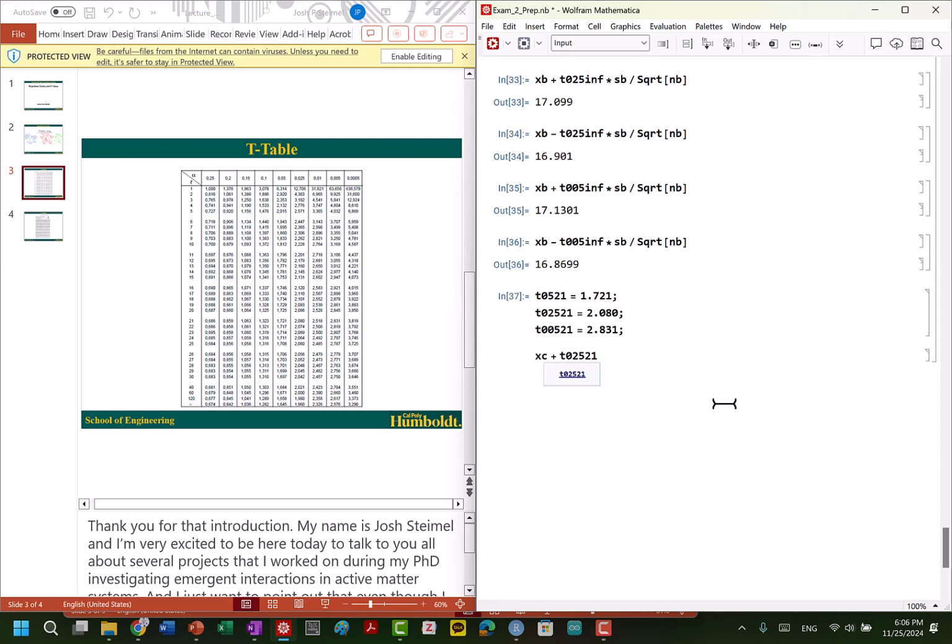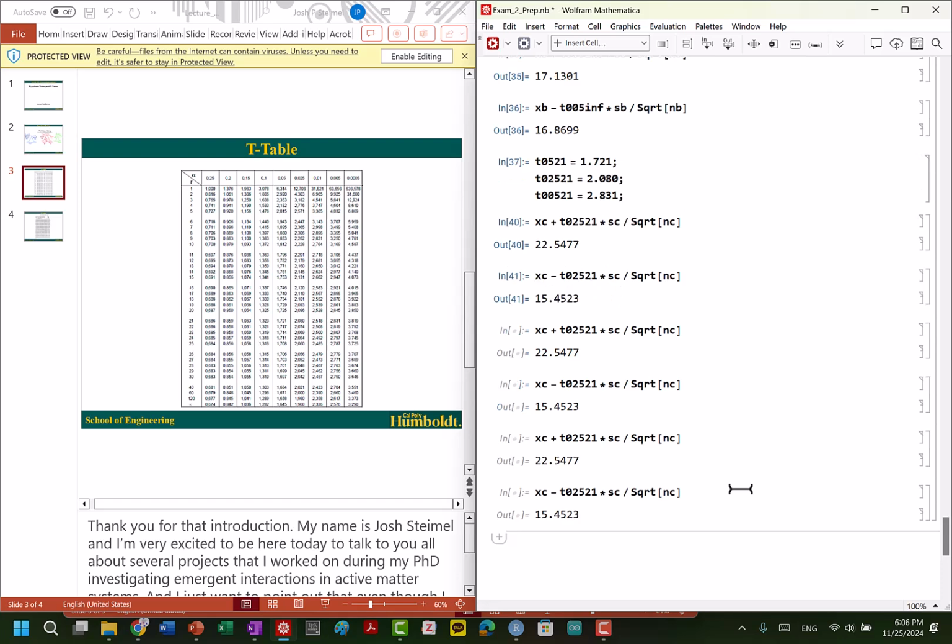Times S of C divided by square root of NC. And then copy and paste that. Get the minus, and then copy and paste the pair. Then we can start to move. Boom, boom. 05, 05, 025, and then 05. All right. There you go. Fantastic.